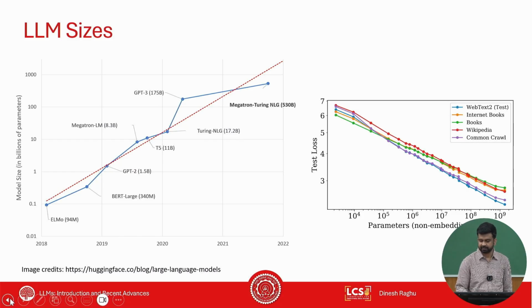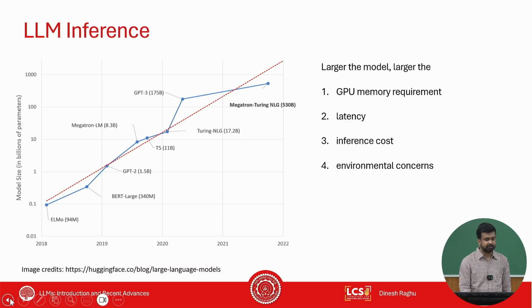So here we see the test losses of various language modeling tasks on different data sets, and you see that they are decreasing considerably based on the amount of parameters that are there in the large language model, right? So now, what is the flip side of having such large models during inference, right?